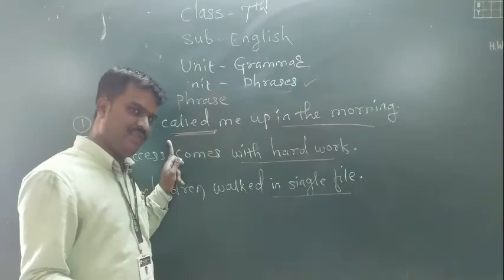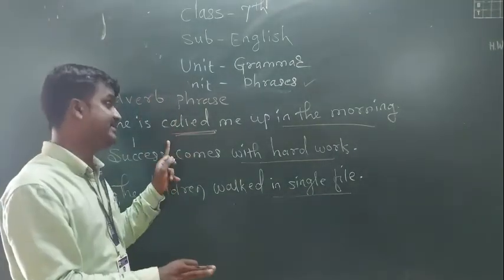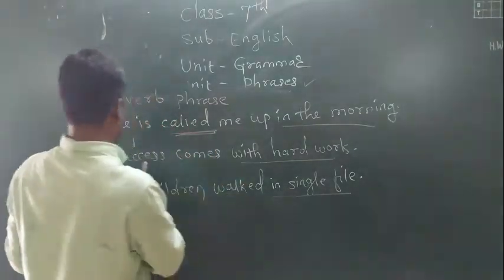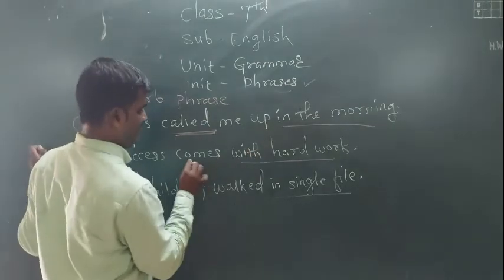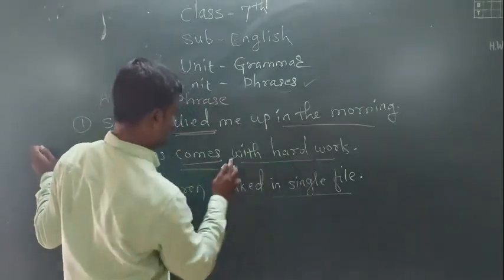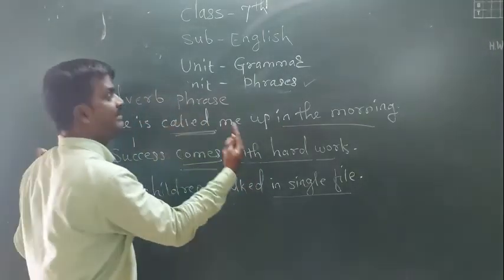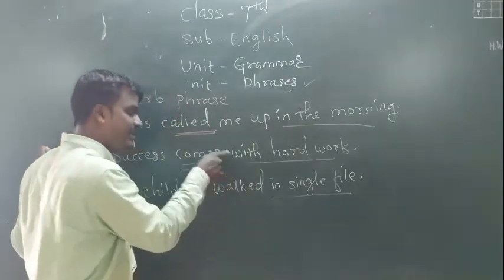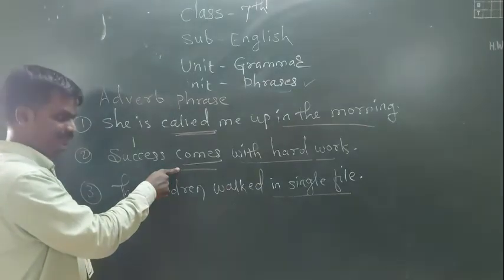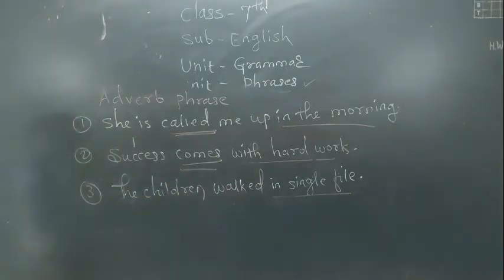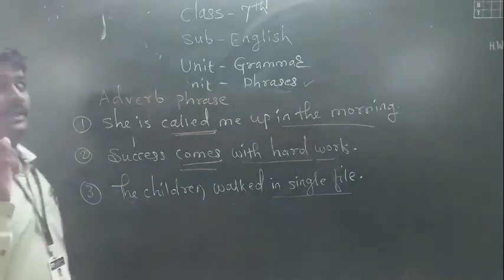When a phrase modifies a noun, that is called an adjective phrase. See, success comes with hard work. Success comes how? With hard work. "With hard work" is an adverb phrase. Why is it an adverb phrase? Because it modifies the verb. And when a phrase modifies the verb, or main or finite verb, that is called an adverb phrase.